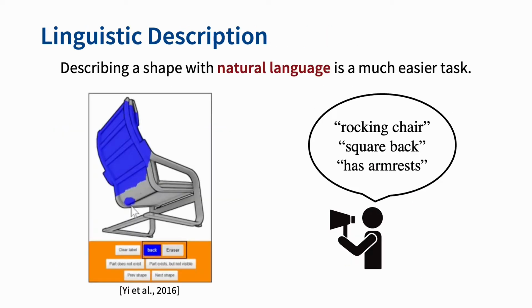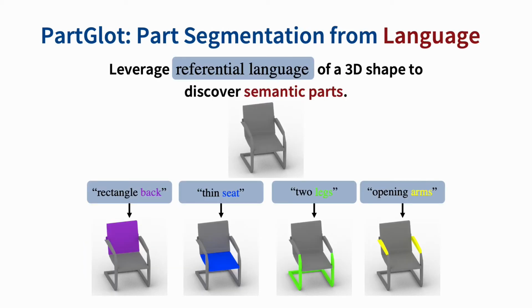Compared with this, describing a 3D shape with natural language is a much easier task that does not require any expertise or lots of work. Hence, we propose PartGlot, a framework for learning part segmentation only from a linguistic description of a shape, without any part annotations. We demonstrate that referential language of a 3D shape can be leveraged to guide the learning process to discover semantic parts of the 3D shape.